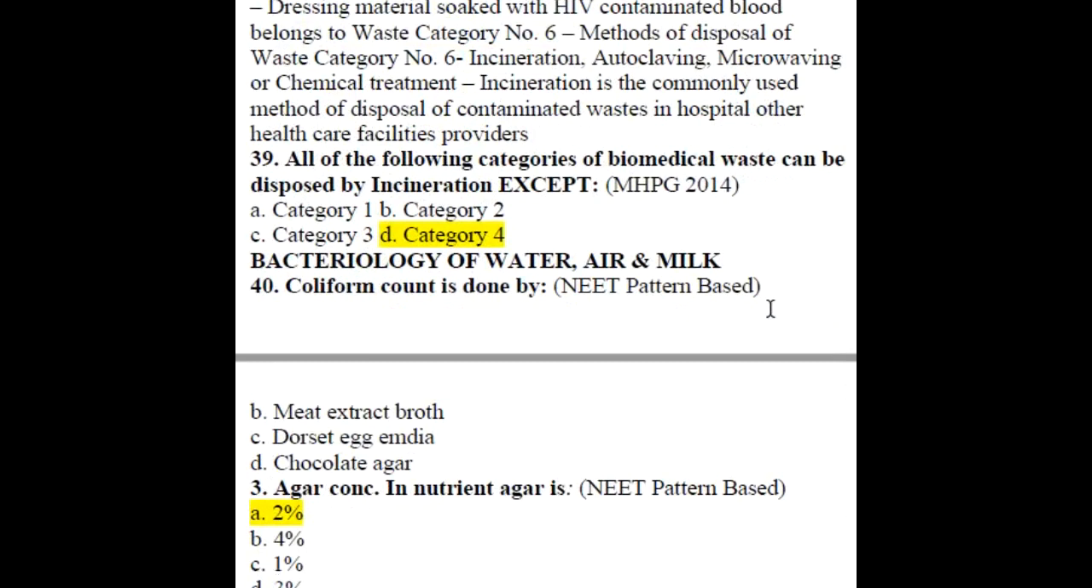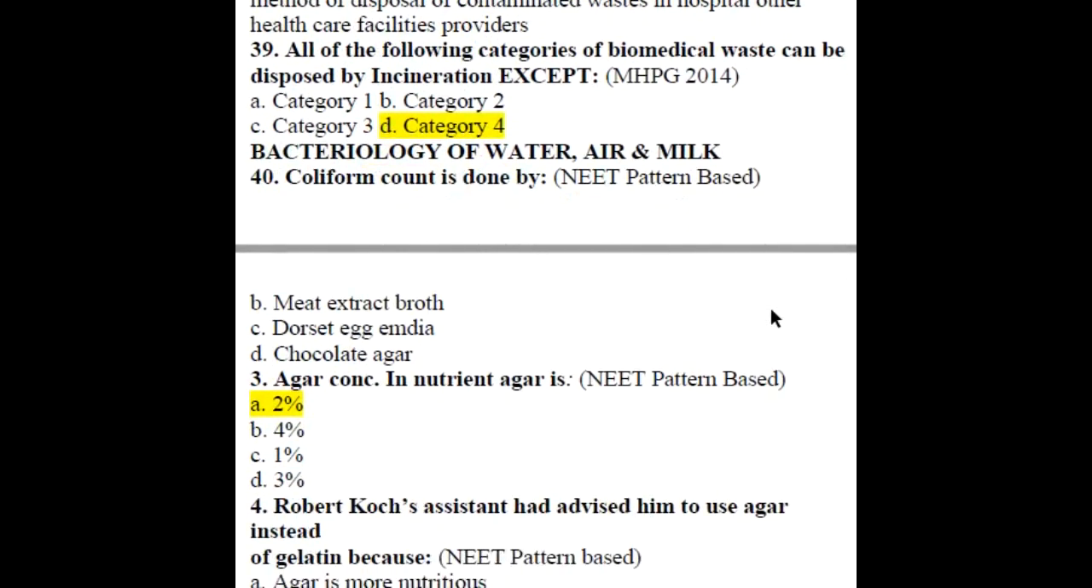Then the next question is, all of the following categories of bio-waste management can be disposed by incineration except category 4. Category 4 includes chemical wastes which involve deep dumping or gas shredding, all those.